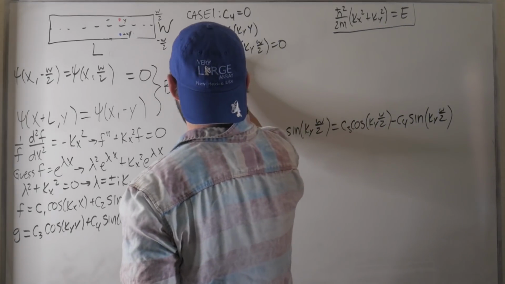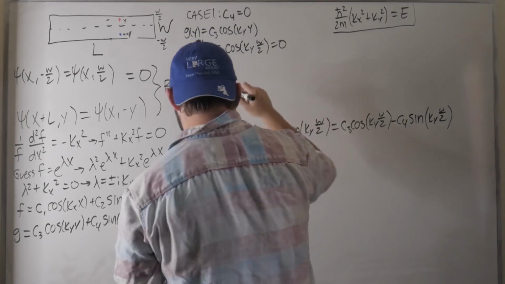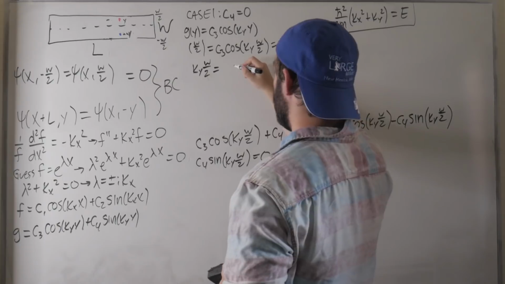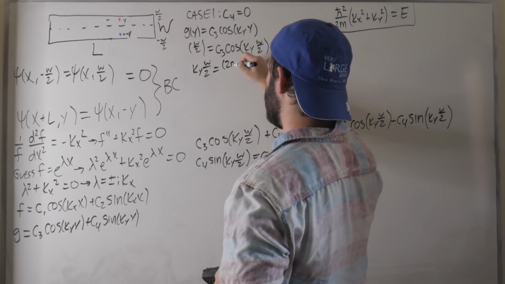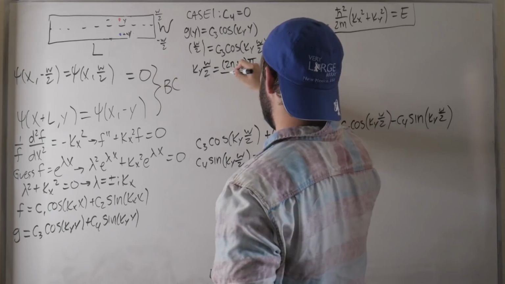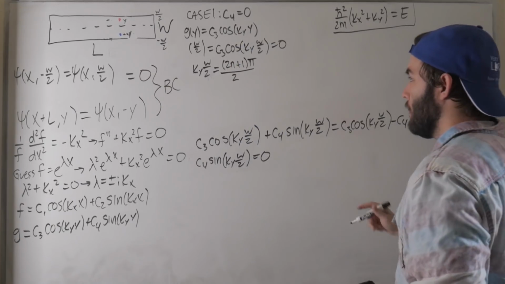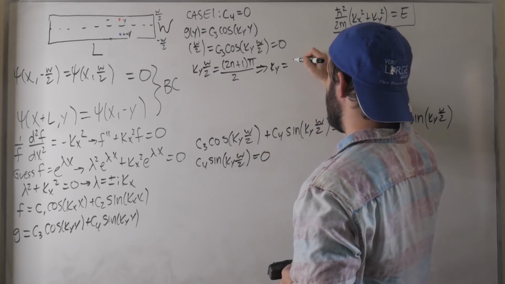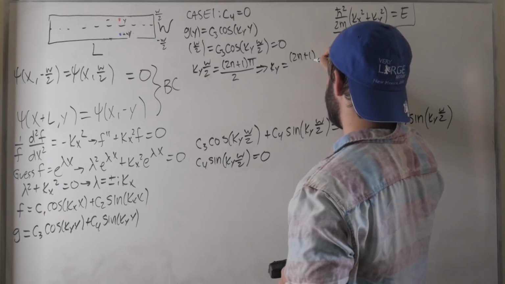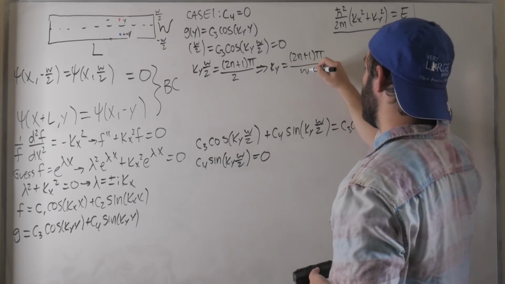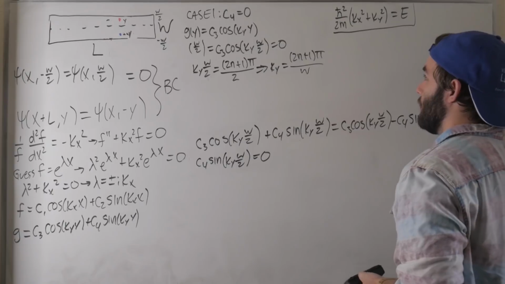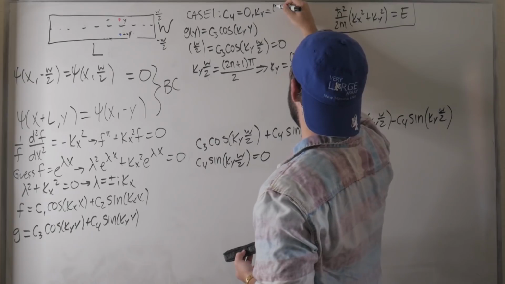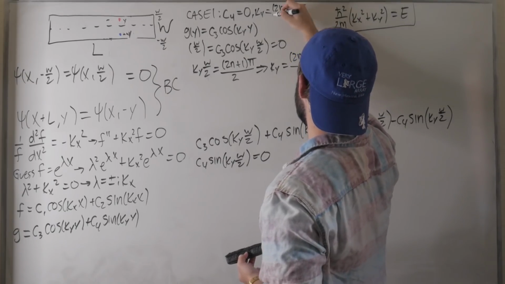So this tells us that ky w over 2 is equal to an odd integer, so we'll denote that with a 2n plus 1 pi over 2, okay, which tells us that ky is equal to 2n plus 1 times pi divided by w. Alright, so for case 1 we'll go ahead and put that up here. Ky is equal to 2n plus 1 pi over w.